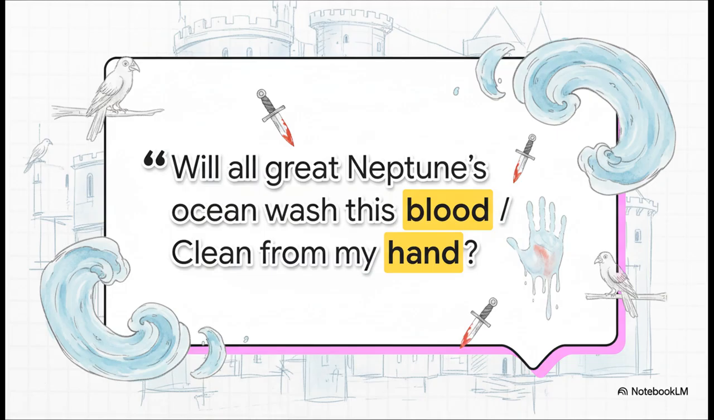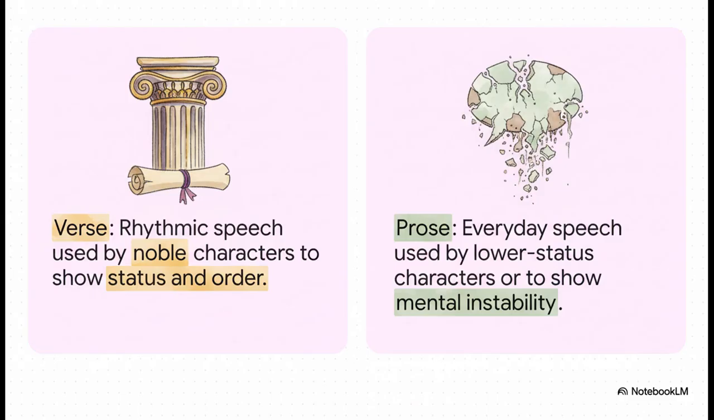Now this is where it gets really clever. Shakespeare even uses the style of speech as a tool. Most of the noble characters speak in verse, this rhythmic, structured, poetic style. But prose, which is just regular everyday speech, is used for lower status characters, or, and this is the important part, for nobles when they are losing their minds. Lady Macbeth's famous sleepwalking scene, it's all in prose. It's a huge red flag to the audience that her sanity, her control, has completely shattered.